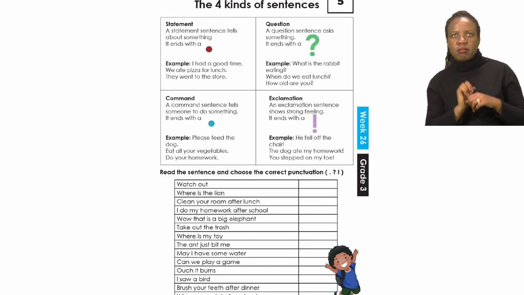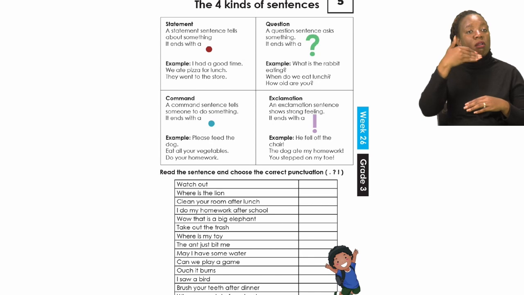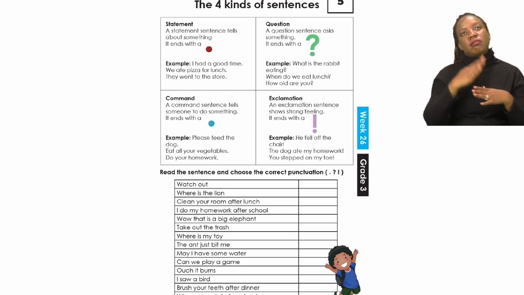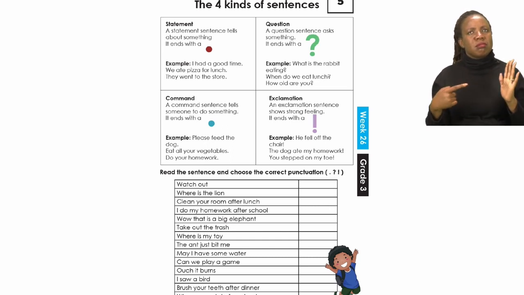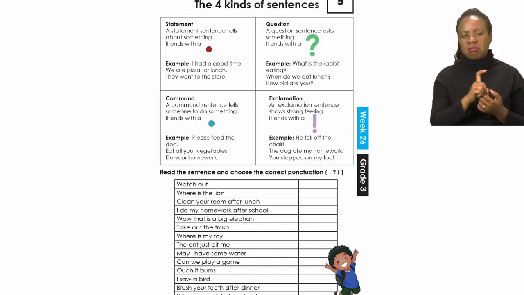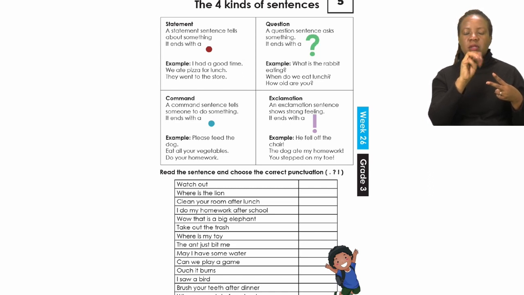It says, I do my homework after school. Are we going to put a question mark, an exclamation mark, or a full stop? Well, this one seems like there is no question and there is no strong feeling at all. So, this must either be a command sentence or a statement sentence. In this case, it is a statement sentence. Well done. So, go ahead and put a full stop.